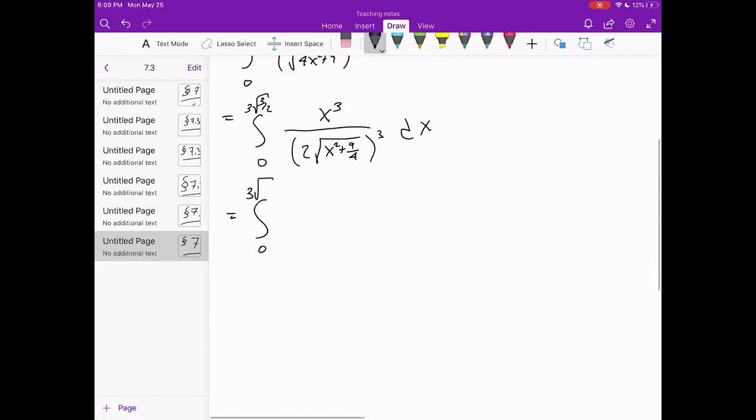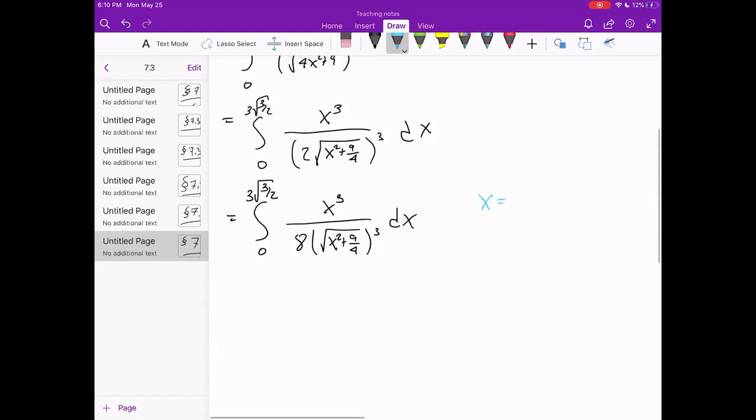So this is 0 to 3 radical 3 over 2 of x cubed over 8, just pulling the 2 out of the cube there, times x squared plus 9 over 4, cubed. And now it looks like I can try a trig substitution. So I have an x squared plus 9/4, so this looks like an x equals a tan theta. A squared in this case is 9/4, so a is the square root of 9/4, which is 3 halves. So I'm going to let x equal 3 halves tan theta.